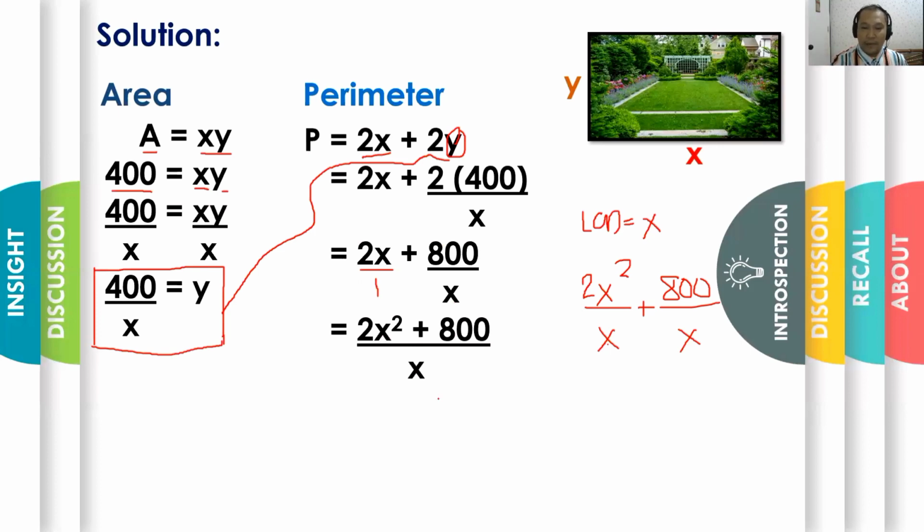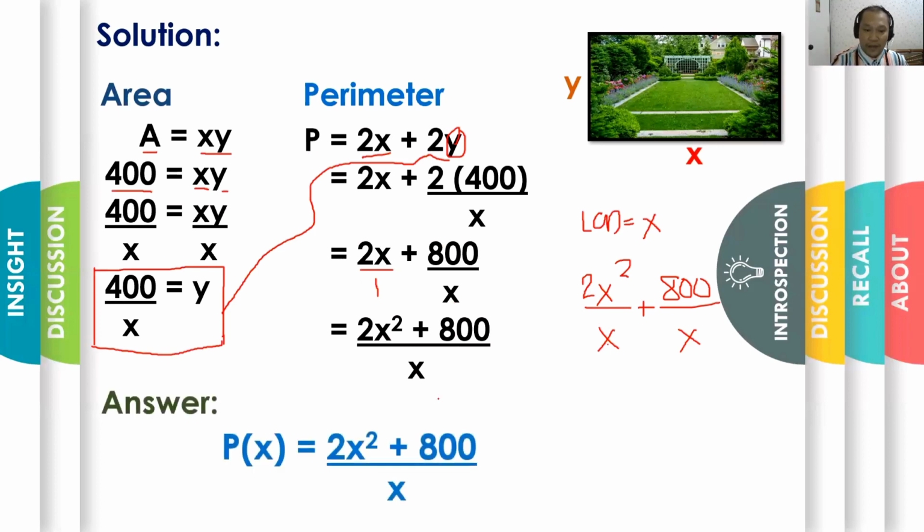Therefore, in the given problem, what will be our function? Our function will be P of x is equal to 2x squared plus 800 all over x. Okay, now this will be our representation of the rational function for what? For the area of a rectangular garden, which is equal to 400 square meters, and our x represents the length, or one of the lengths of the given rectangular garden.